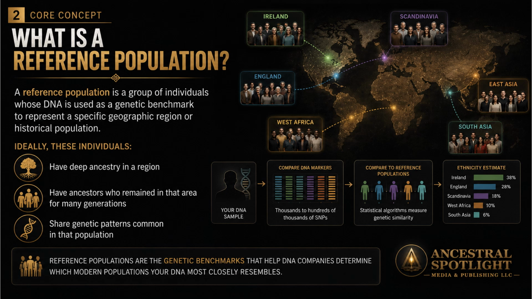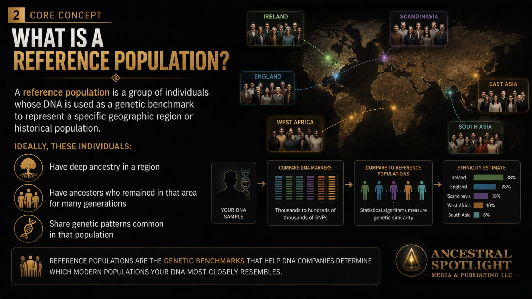The company may recruit individuals who can demonstrate that all four grandparents, or sometimes several generations of ancestors, were born within a specific geographic area. The DNA of thousands of these individuals is analyzed to identify genetic patterns that appear frequently within that population. For example, a reference panel for Ireland might identify combinations of SNPs that are common among people whose families have lived in Ireland for many generations.